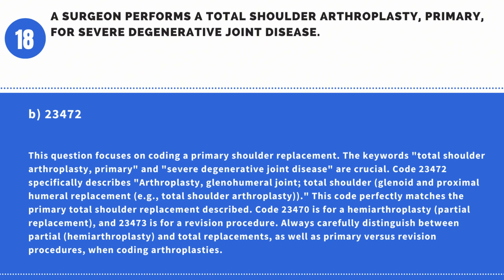Code 23470 is for a hemiarthroplasty, partial replacement, and 23473 is for a revision procedure. Always carefully distinguish between partial, hemiarthroplasty, and total replacements, as well as primary versus revision procedures, when coding arthroplasties.